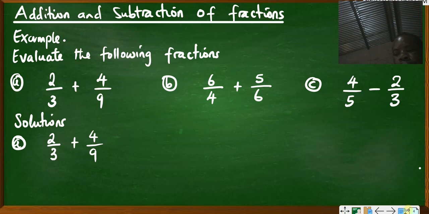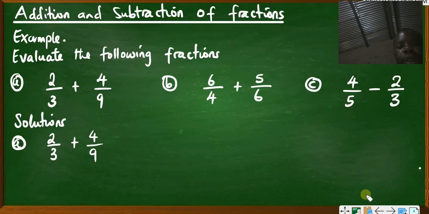6 over 4 plus 5 over 6. Let's verify again. So we have 6 over 4, 5 over 6. We are okay. So we will do the same.